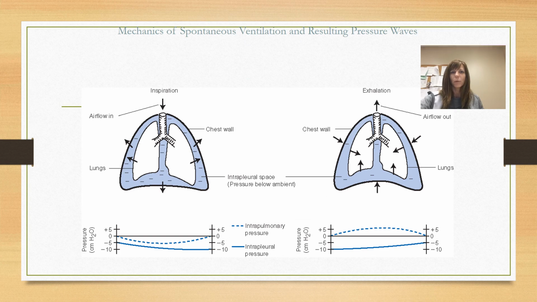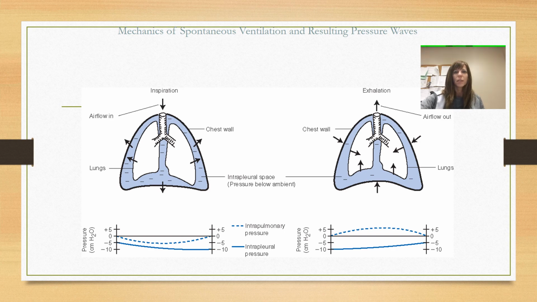This PowerPoint comes from page 5 in your book. I'm going to show you a video in class, and we may do some exercises to help this make sense to you. But what I want you to get from this is that on the left-hand side, what we're looking at is the inspiration, and on the right-hand side, we're looking at pressures of expiration. The most important thing I want you to get from this picture is that the intrapleural pressure is always negative.